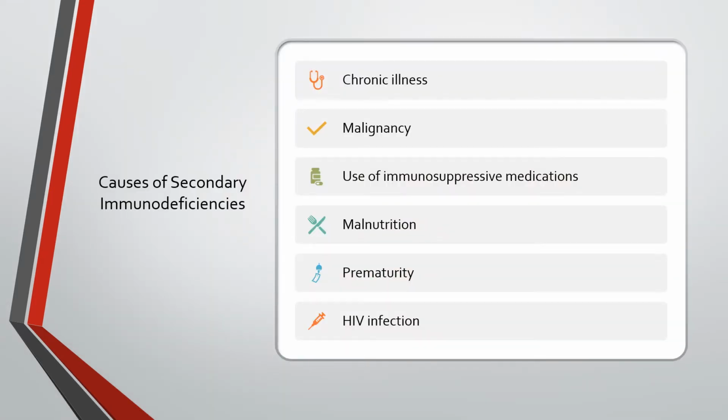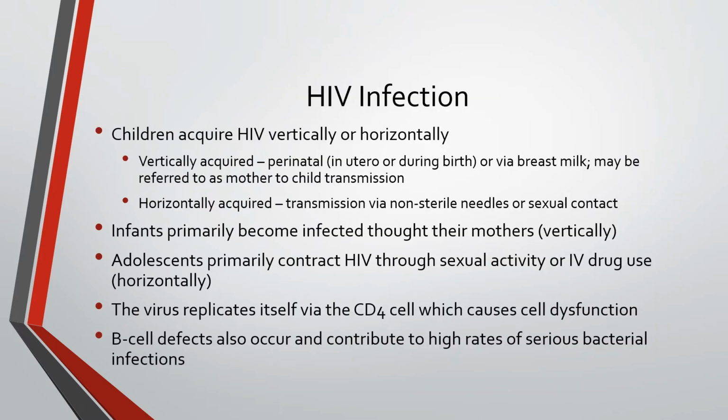So what are some of the causes of secondary immunodeficiencies? These are going to occur as a result of chronic illnesses, malignancies, the use of immunosuppressive medications, malnutrition, prematurity, and HIV infections. And our focus for this chapter is going to be that HIV infection. So 3.2 million children younger than 18 years are living with HIV.